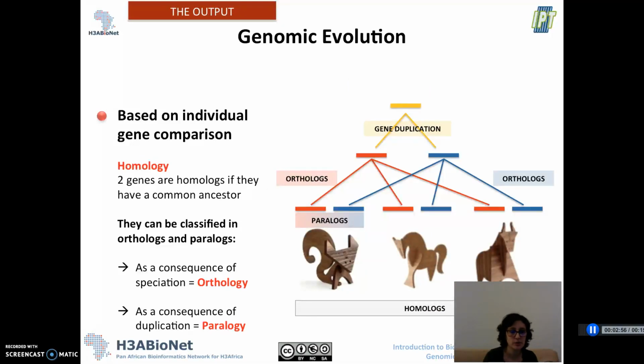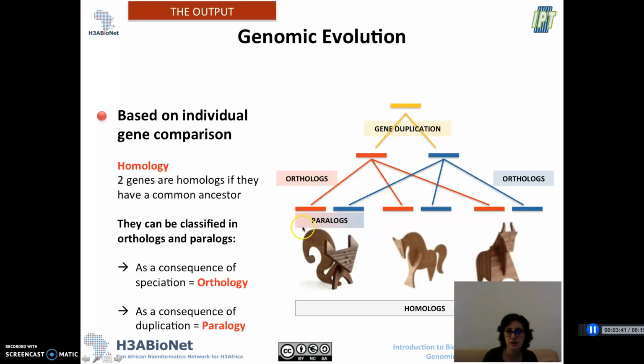So, based on individual gene comparison now, we can have information about the homology between two sequences or two genes. Two genes are homologs if they have a common ancestor. So, imagine that you have here that common ancestor and that a gene duplication event happened. These two genes would follow different evolutionary paths. If a sequence would evolve as a consequence of speciation as genes in other species, as it is the case here, then this would be called orthologs.